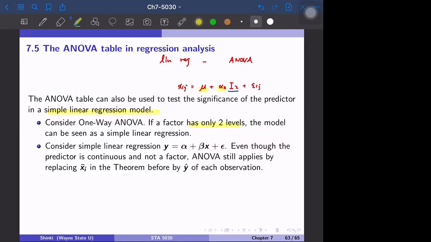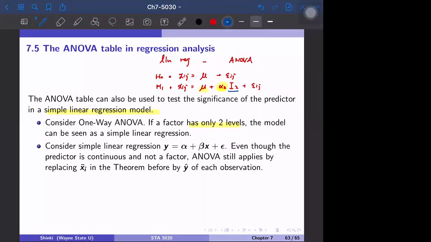So we have exactly the same thing, a simple linear model. Testing alpha 2 equal to 0 is the same as testing the baseline model, x_ij equals mu plus epsilon_ij, against this model. In this way, we can see whether or not the factor is significant.